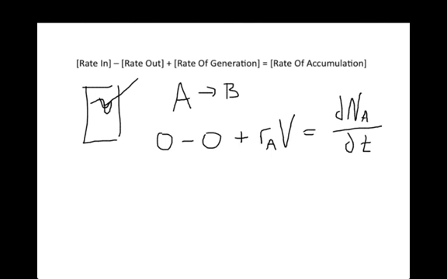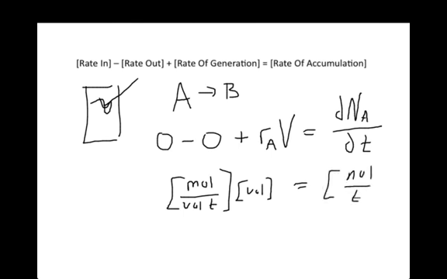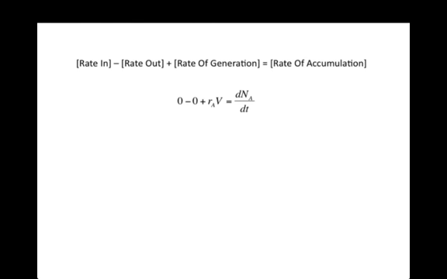We can do a unit check here to make sure we're on the right path, and we know the units of Ra are going to be moles per volume times time, and of course the units of volume will be volume. And we know that the change in the number of moles with respect to time should be moles over time, which makes sense because our volumes cancel and our units check. So we have our differential form of our mole balance for a simple batch reactor.